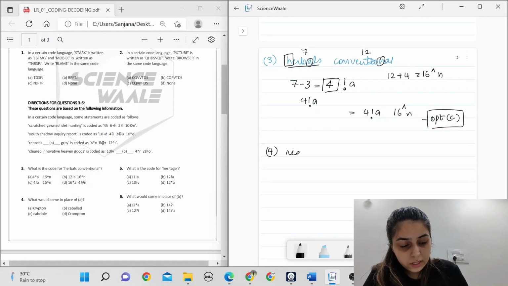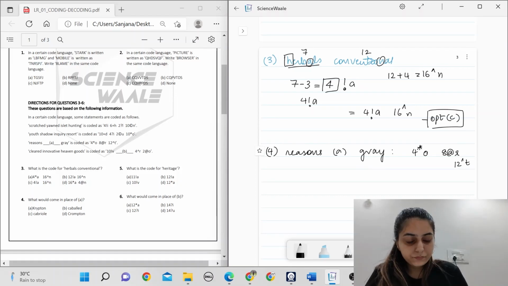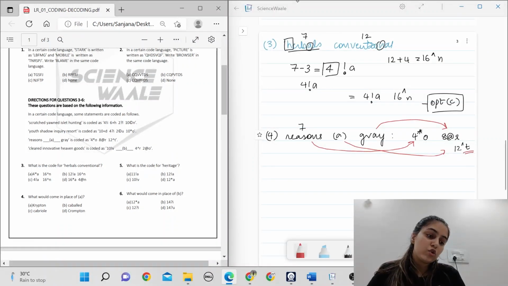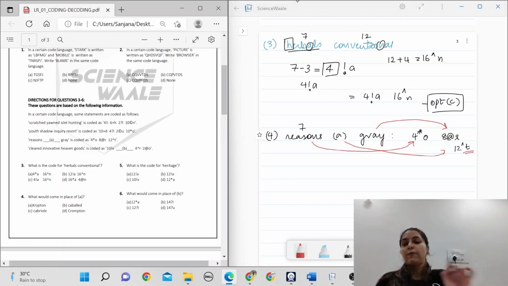Here they have given us reasons A, gray. It is coded as 4 into 0 O 8 at the date R 12 power T, right? Reasons A gray is given as this code. Now reasons is a 7-letter word, so reasons 7 minus 3 would be 4, so it would have this code. Gray is a 4-letter word, 4 plus 4 would be 8, so it goes to this code. The only left out code is this, so this would obviously be the code for that empty space A.